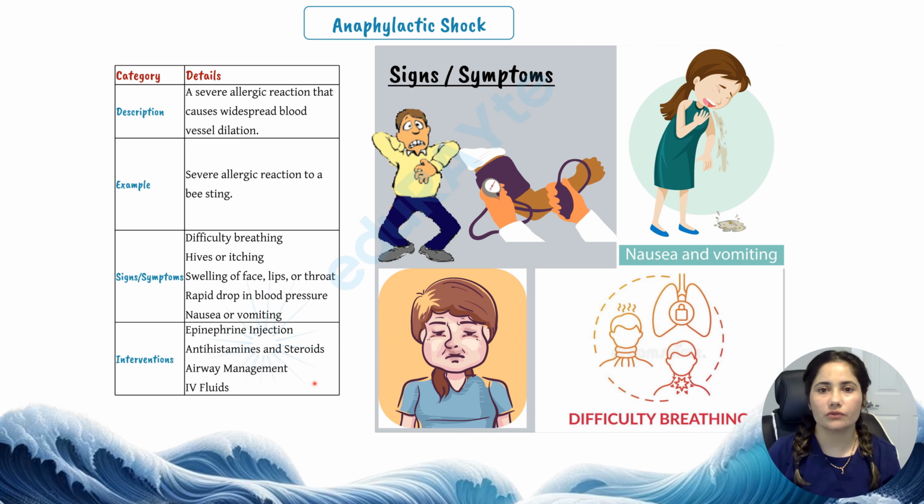The swelling of the throat can quickly lead to obstruction of the airway, making it difficult or impossible for the patient to breathe. So keeping the airway open is essential to ensure that the patient can continue to breathe effectively.